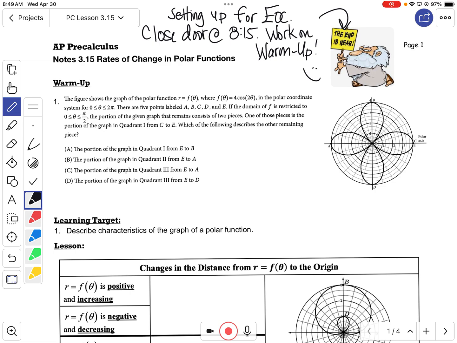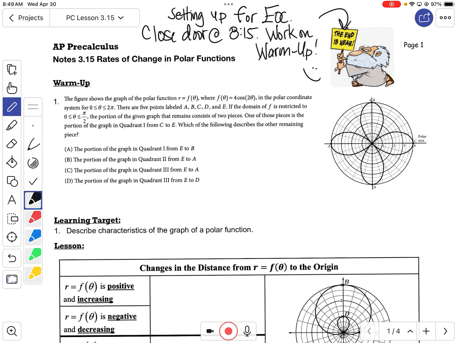If the domain of F is restricted to just 0 and pi over 2, the portion of the given graph remains. That remaining portion consists of two pieces. One of those pieces is the portion of the graph in quadrant 1 from C to E. Which of the following describes the other remaining piece? So we're just looking at from 0 to pi over 2. Okay, from 0 to pi over 2.